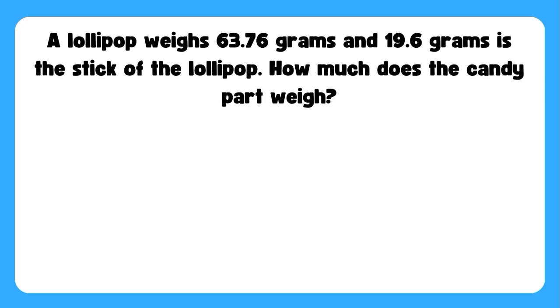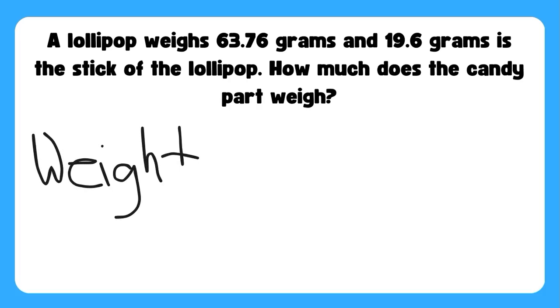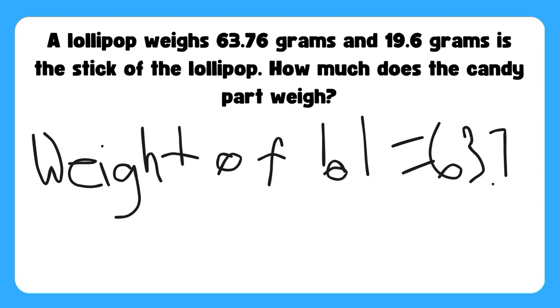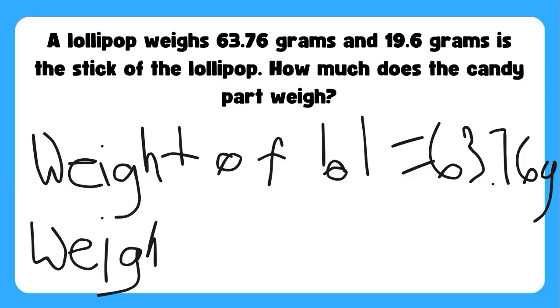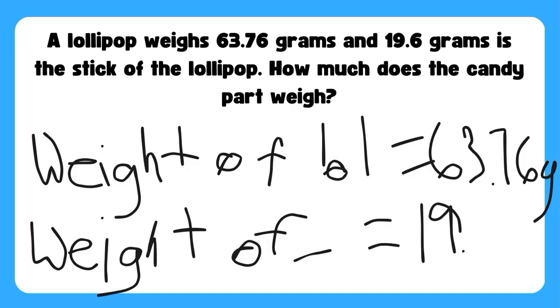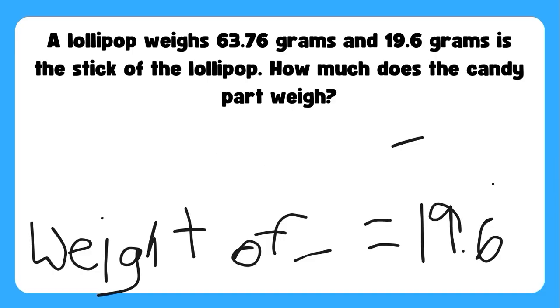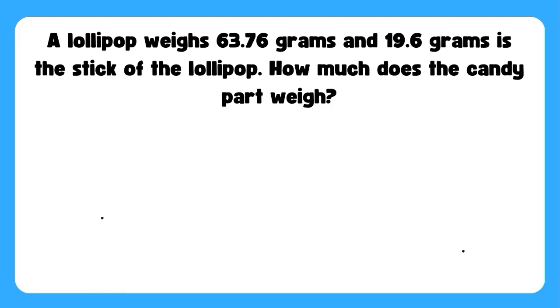Now a lollipop weighs 63.76 grams and 19.6 grams of the lollipop is just a stick. So how much does the candy part of it weigh? So weight of lollipop, I can't fit lollipop, so I'm just going to put lol, is equal to 63.76 g for grams. Then weight of stick, I'm not going to put stick, I'm just going to put weight of, you can understand it's going to be stick, so I'm just going to put this, it's equal to 19.6. So now there's no more in the statements that you need to mention, so you can directly jump to the answer.